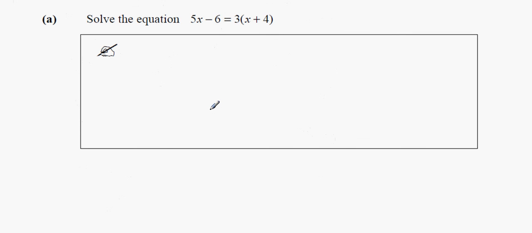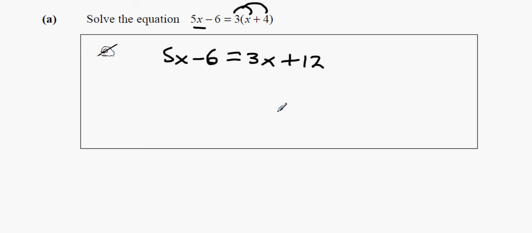Now, last one. And this last one, we're going to solve this equation here. So to solve the equation, we need to get a letter on its own. So we want to get the x on its own. So we're going to multiply out first. So what we're going to get is 5x minus 6 equals 3x plus 12. Then we're going to bring over the x's onto one side. The 3x goes over one side. The minus 6 goes over the other side.